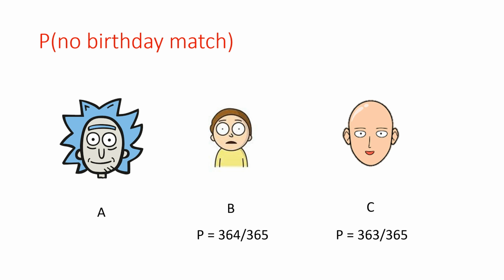Now, let's bring in person C. The probability that he has a unique birthday is 363 out of 365, since two birthdays are already accounted for by person A and person B, and since we are finding the probability of no birthday match, we can't assign the already assigned birthdays of person A and person B. So person C has a probability of 363 out of 365.